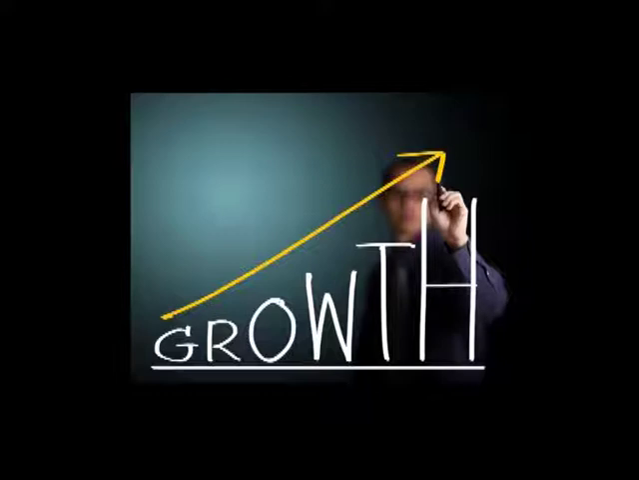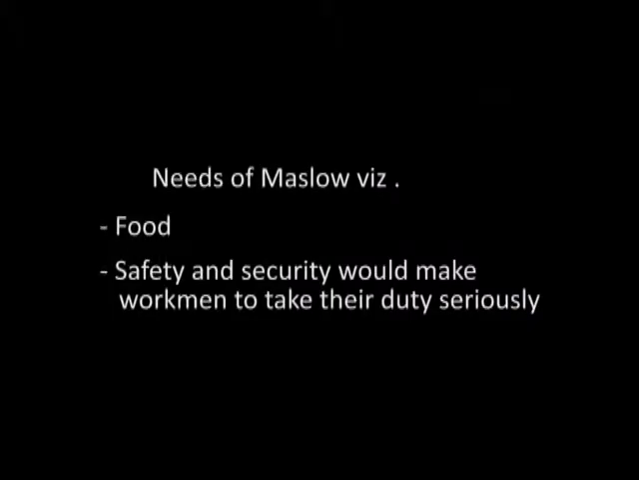Mutual trust, sense of belonging, feeling of ownership, team spirit or knitting social industrial fabric ultimately result in higher quality production and give sustenance, and thus growth is achieved. In the initial steps of the ladder of hierarchy of needs of Maslow, food, safety and security are very important to be given topmost priority to make workmen take their duty seriously.